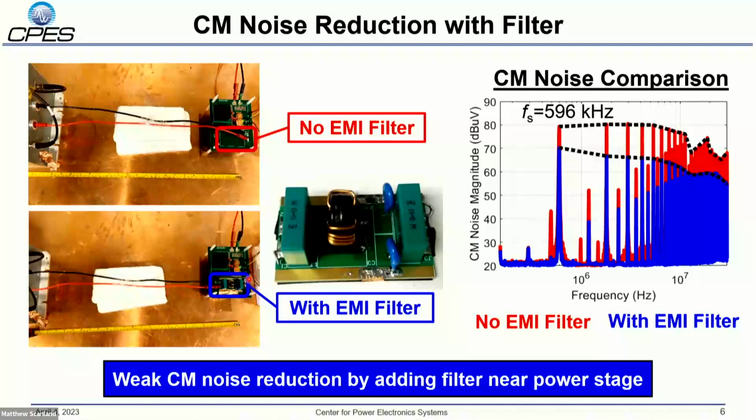So the first test is to measure the reduction in the common mode noise by adding the EMI filter in its typical position here next to the power stage compared to the baseline noise with no filter. And here we find that adding the EMI filter only reduces the noise by about 10 to 15 dB, which is much less than we would expect for this filter design.